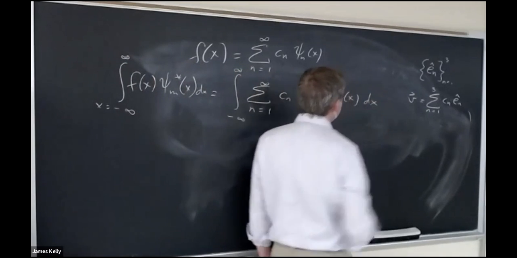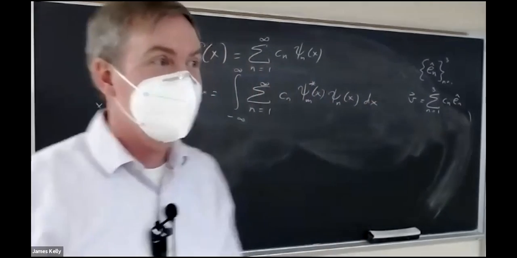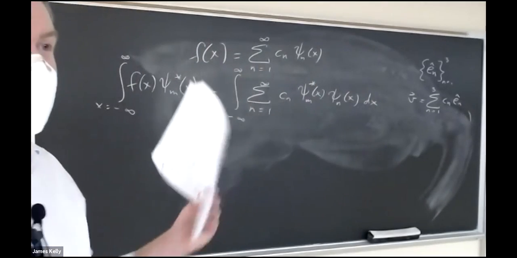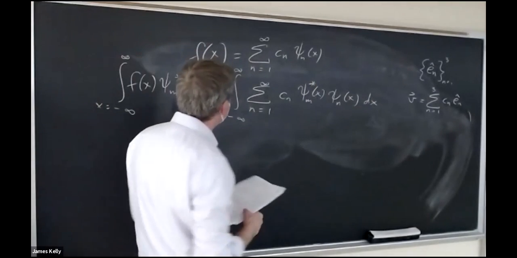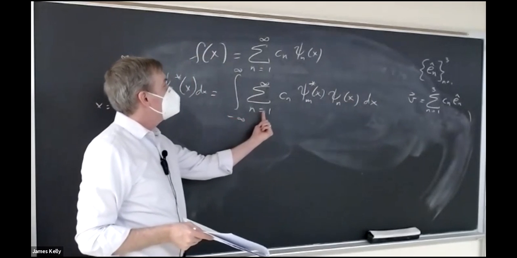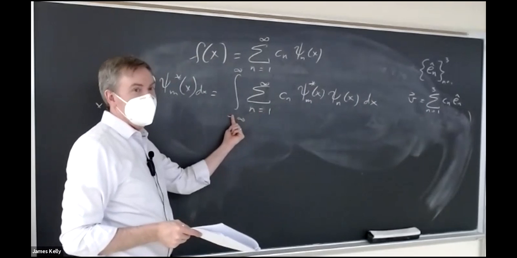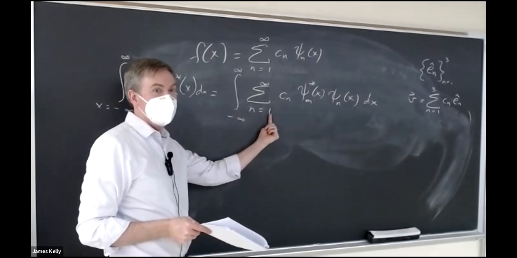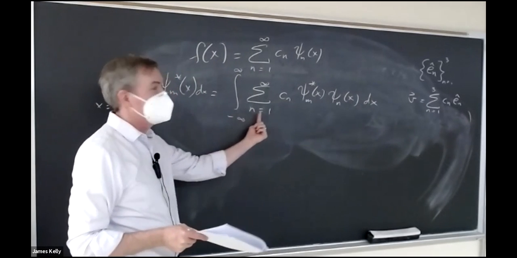As long as I'm doing the same thing to both sides, that should be fine, right? Two things are equal. You can do anything you want to both sides. They should still be equal. Now, the claim is here, you can interchange a sum and an integral, right? The sum doesn't have anything to do with x, and the integral doesn't have anything to do with n.